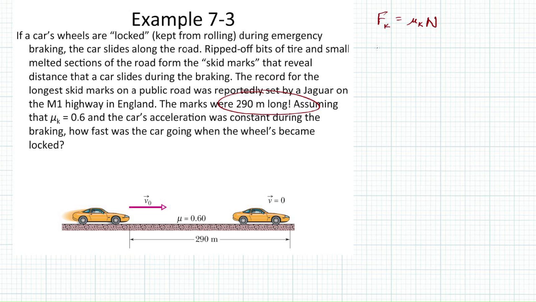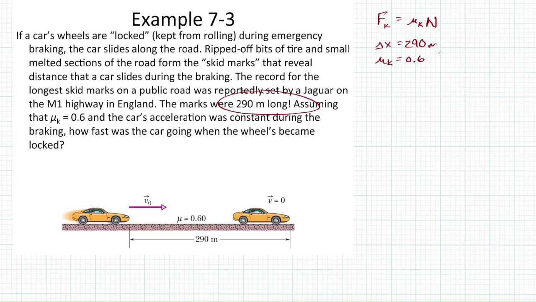so we can write that down. We can write that our displacement is 290 meters. The only other thing that we're told is that the coefficient of friction of the road, or the kinetic friction, is, or was, 0.6. Now remember, this doesn't have any units at all. It's just a value. It's just a multiplier, you might say, or a coefficient.